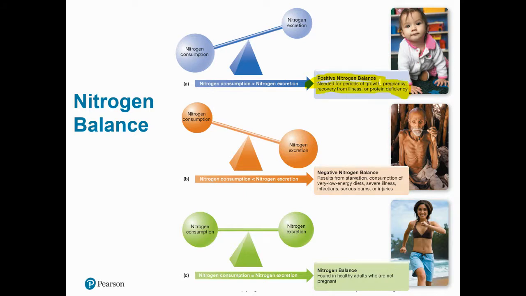Again, that shouldn't be something you have to memorize. But once you understand what we need proteins for, you'll know that positive nitrogen balance is when we're growing, basically. And then you would know that negative nitrogen balance is when we're not taking in enough. So again, that can be during starvation. That could also be during severe illness, again, infection, burn, or injury, or on a very low-calorie diet. And then nitrogen balance is found in healthy adults who are not pregnant, right? So you're taking in just as much as you're going to need. That's nitrogen balance, a way of assessing protein adequacy.